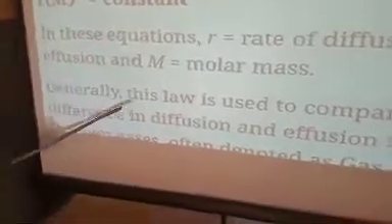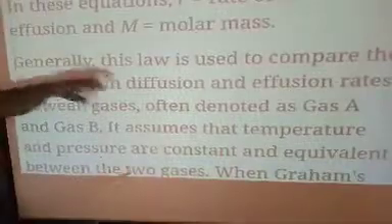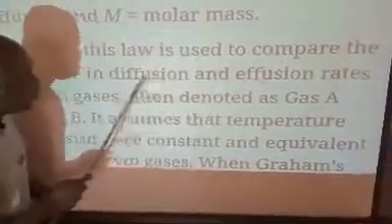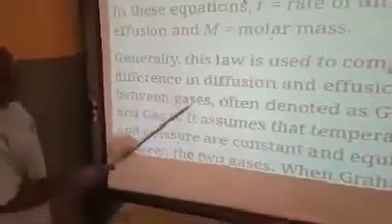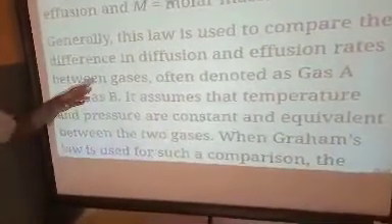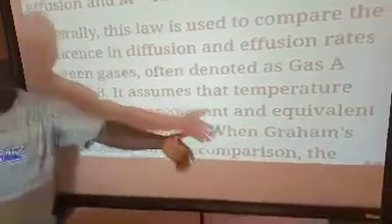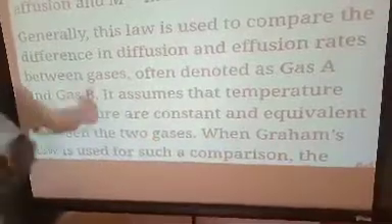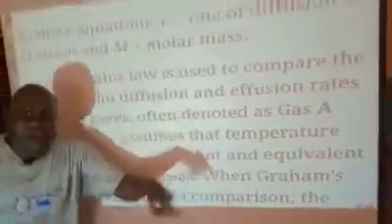Then generally, this law is used to compare the difference in diffusion and effusion. These are the two key words you have here. Effusion rate between gases, often denoted as gas A and gas B. For example, I could tell you that a particular gas A with a particular volume is diffusing, and at the end of the day, another gas of the same volume is also diffusing.